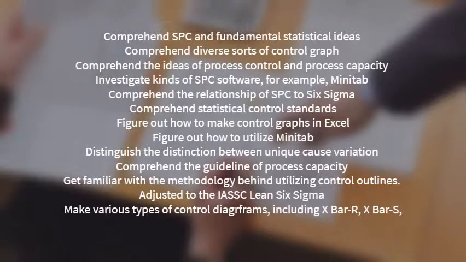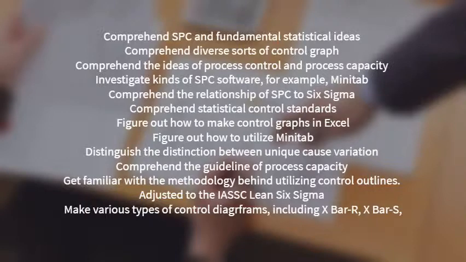Comprehend statistical control standards, for example, variation and non-ordinary variation. Figure out how to make control graphs in Excel with the data analysis include. Figure out how to utilize Minute App to calculate distinct insights for an informational index. Distinguish the distinction between unique cause variation and common cause variation. Comprehend the guideline of process capacity and how to calculate it.